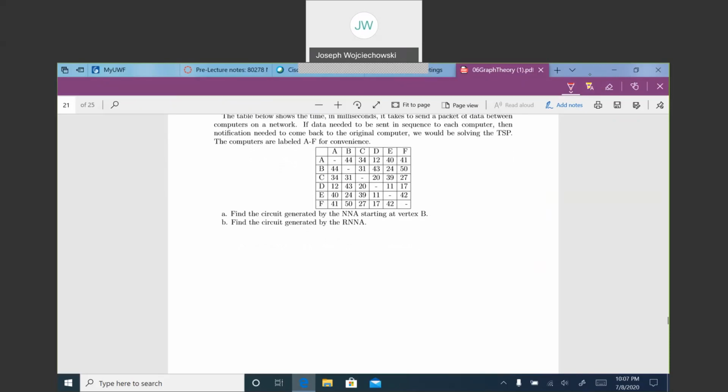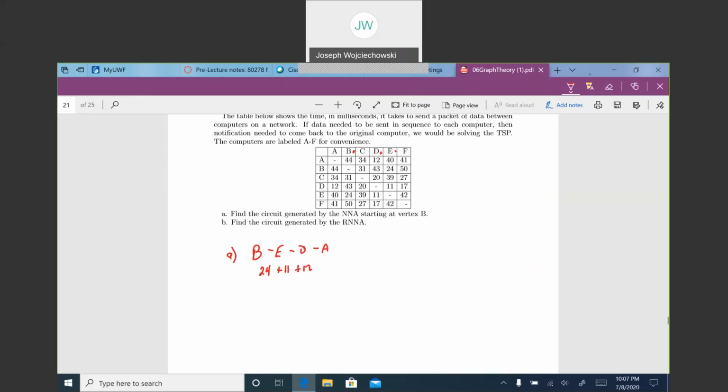So we're here at B. We're starting at B. What's closest to B? It looks like E is closest to B with 24. So now I'm on E. What's closest to E? It looks like D at 11. So now I'm here at D. What's closest to D? Well, A is with 12, so it looks like A with 12.